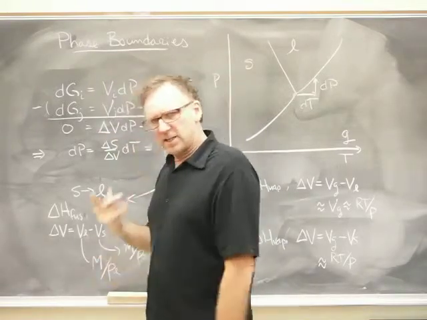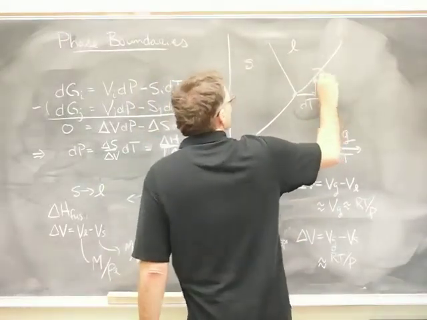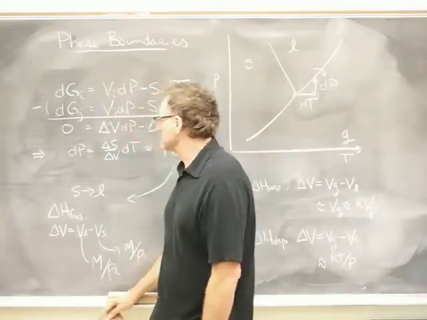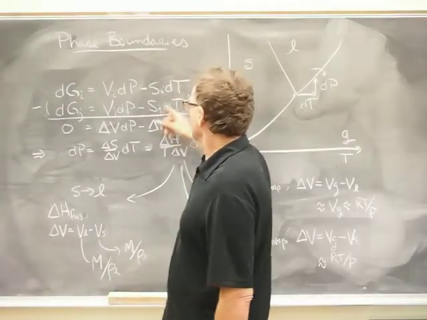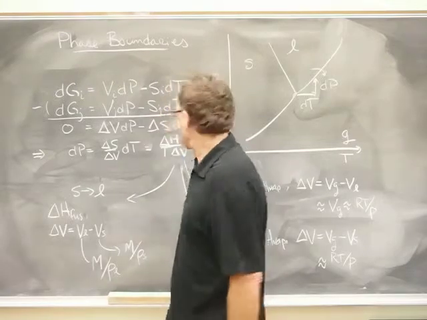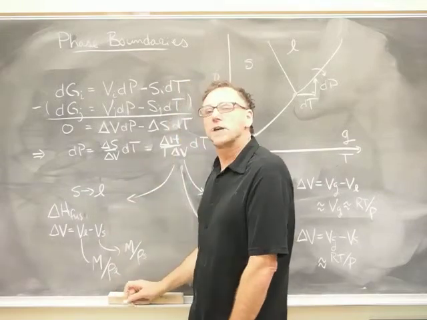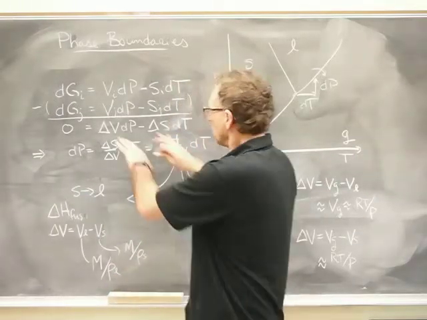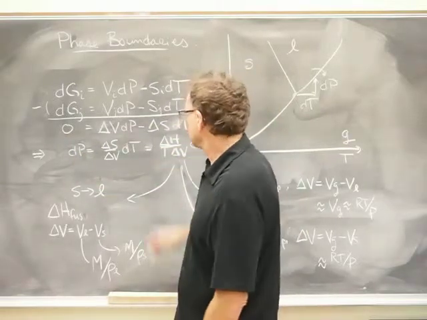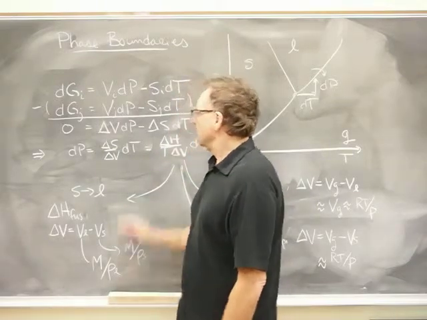That's the volume change upon going from, in this case, liquid to gas, or it could have been any of these other phase transitions. And same thing here. I have the entropy of the liquid minus the entropy of the gas, and so that would be delta S, the delta S of the phase transition. So now what we can do is rearrange this.